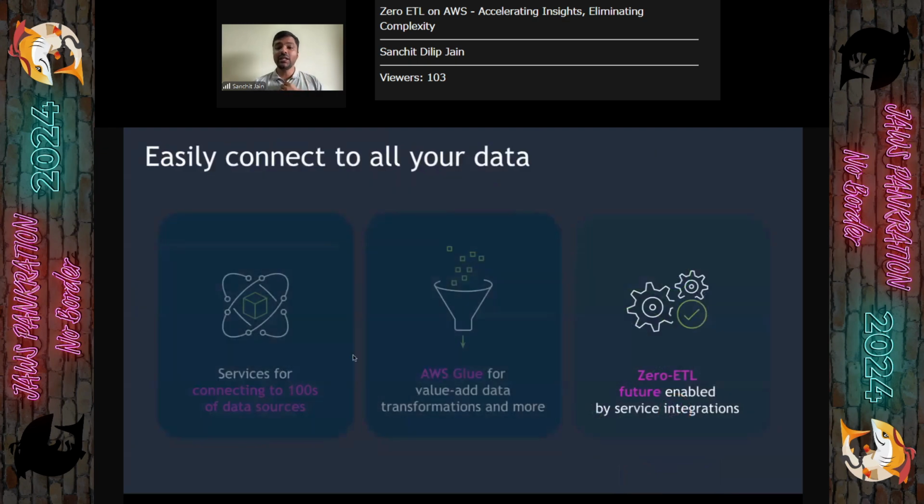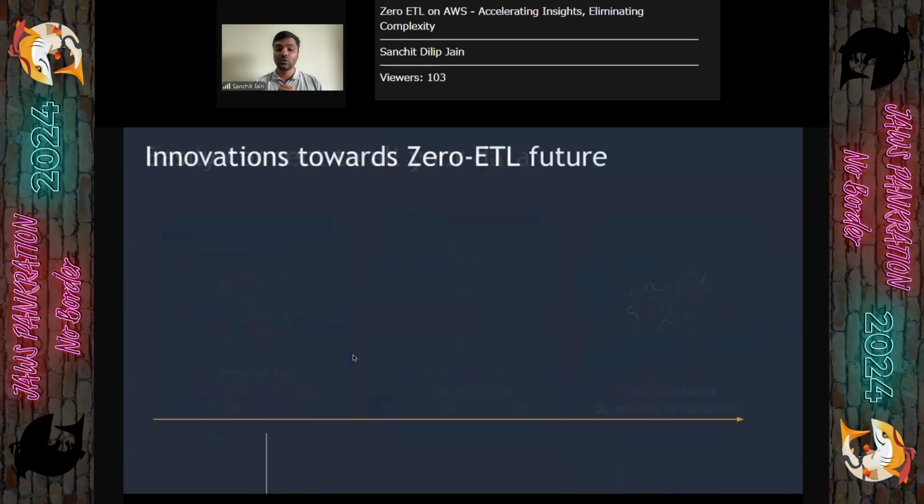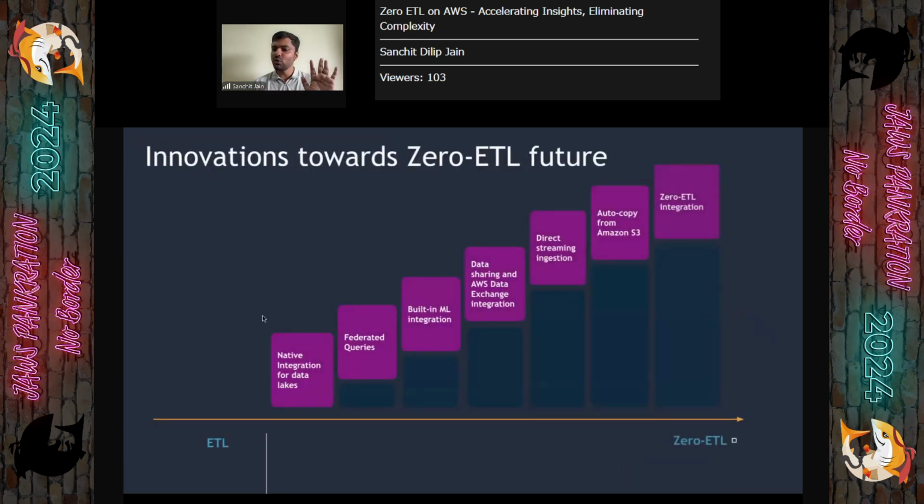Let's understand the zero ETL part of it now. ETL, if we talk about Glue in 2016 to 17, it used to integrate with data lake. That's how it started. Then there were federated queries, like if you have Athena, if you have Redshift, you can connect to different integrations and do it. Then we saw that Redshift started doing machine learning ML technique out of it. Then Redshift came with data sharing, data exchange.